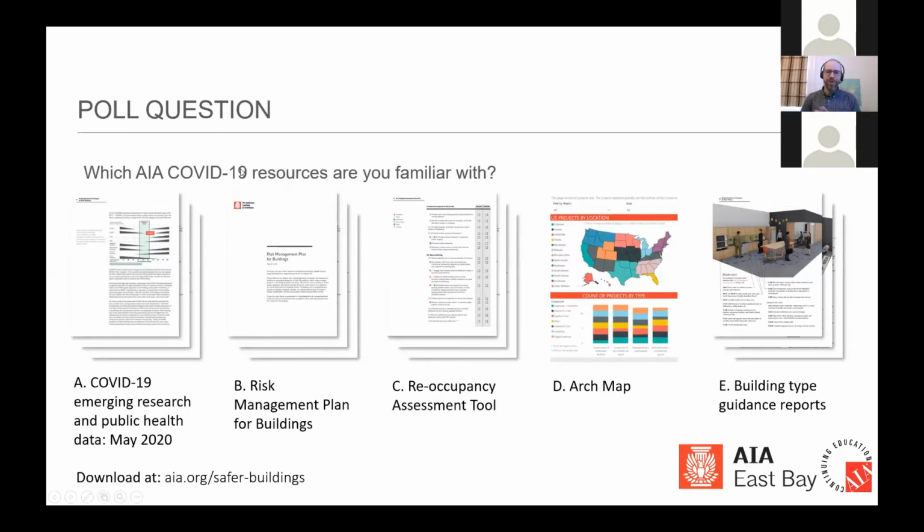So poll question number 2. Having a couple of quick ones here in the beginning, but I'd just like to know before I jump into the next sections which AIA COVID-19 resources you are familiar with. I think a lot of us have been spending time reading things online, so just get a quick sense about what we're familiar with here. So A is emerging research from public health data. B is the AIA's document for risk management plan for buildings. C is this re-occupancy tool itself. D is ArchMap, and E is the building type specific guidance.